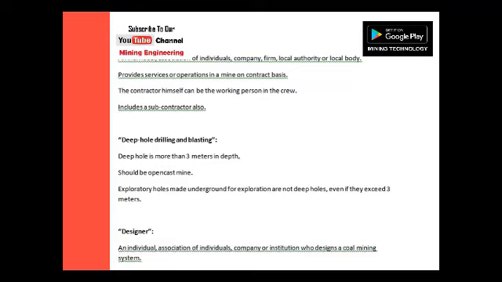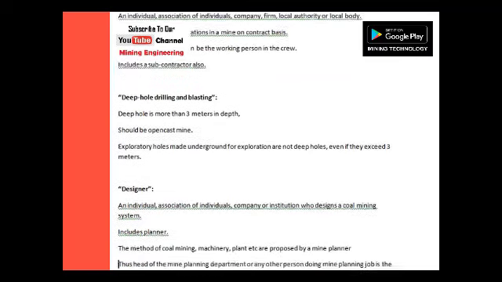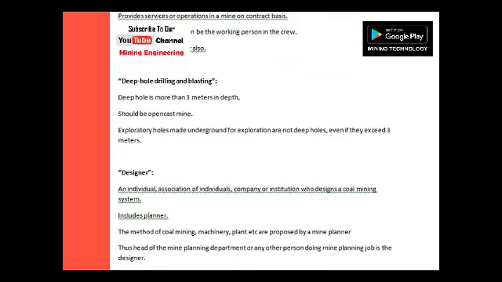He provides service or operations in a mine on a contract basis. Simply, the contractor provides services or operations in the mine on a contract basis. The contractor himself can be a working person here, like in deep hole drilling and blasting.